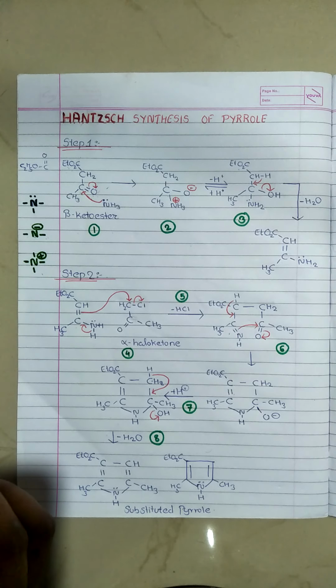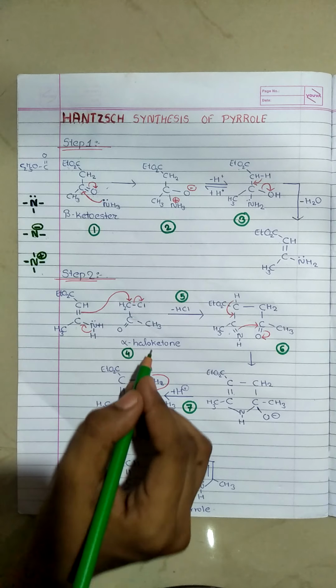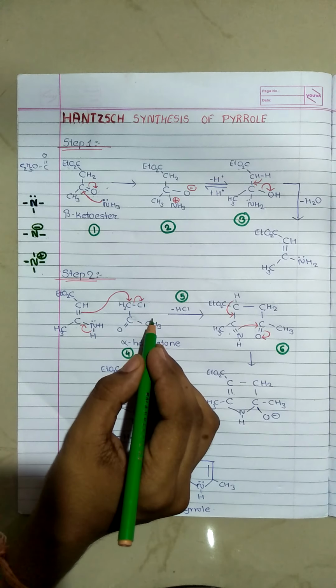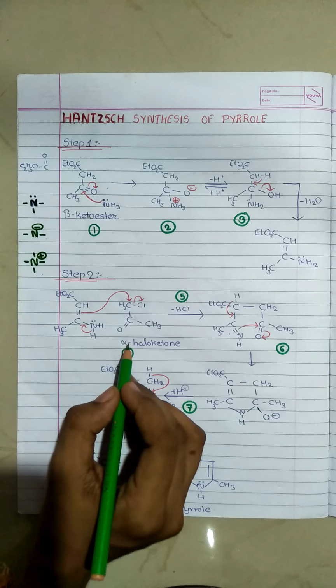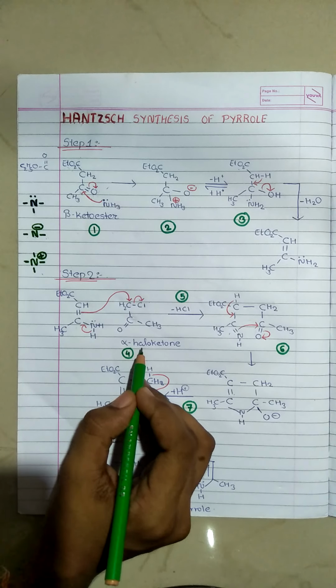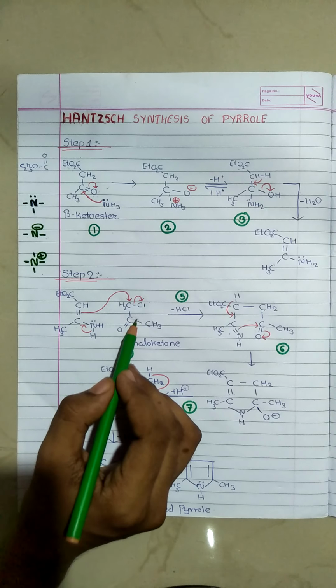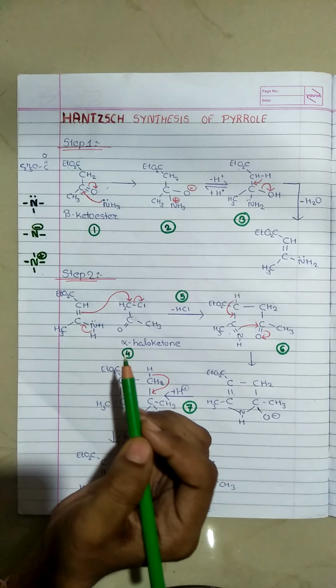Now, in the second step, the product of the first step is taken and a new compound, alpha haloketone, is taken. This is the structure of alpha haloketone. This is a halogen; here, a halogen group is attached, that is, chlorine is attached, and therefore the name is alpha haloketone. Now, formation of a new bond takes place between these two compounds by removal of HCl.